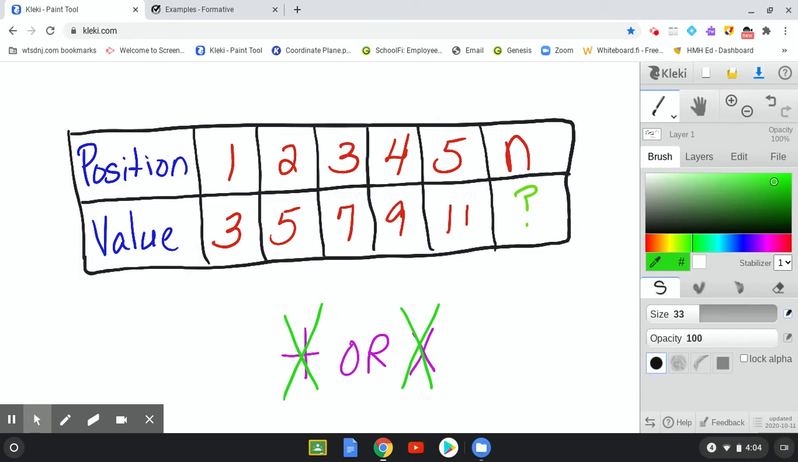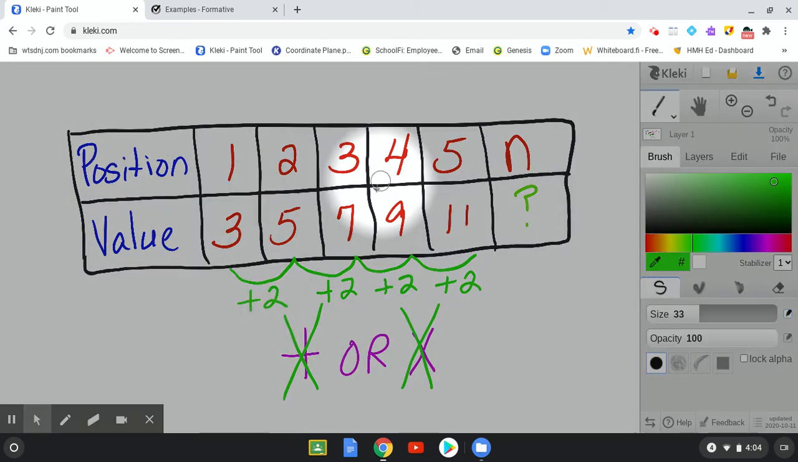Once I try both operations, my next step is to do this. I'm going to see the change in my values in my numbers at the bottom. So I'm going from a 3 to a 5. How do I get from a 3 to a 5? I am adding 2. Well, how am I getting from 5 to 7? I am adding 2. How do I get from 7 to 9? I'm adding 2. And how do I get from 9 to 11? I'm adding 2.